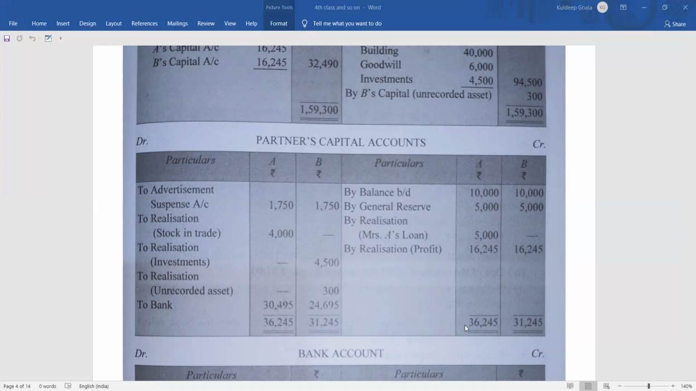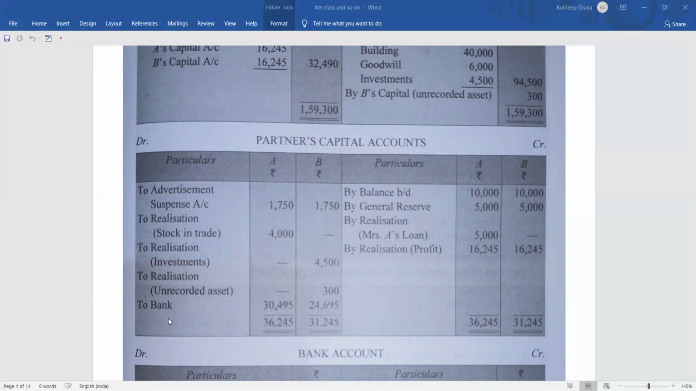Here the credit side is more, so the credit side total 36,245 will be taken on the debit side also, and after deducting we find a balance of 30,495. Okay, that will be paid to bank. In case of B also, we can see the total is 31,245, and after balancing the amount is settled at 24,695. The journal entry is like this: A's capital account debit, B's capital account debit to bank.